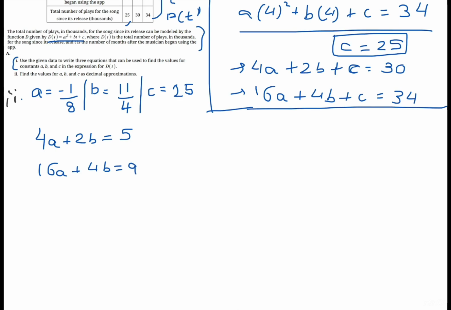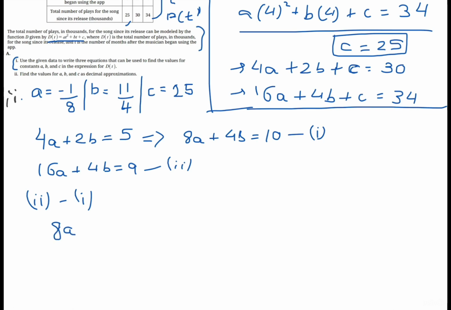Now I'll multiply this equation by 2 on both sides, so I'll have 8a plus 4b is equal to 10. Now if I call this equation 1 and this equation 2, and I operate equation 2 minus equation 1, this will essentially cut off the 4b term. So I'll have 8a is equal to negative 1, which gives me a is equal to negative 1 over 8. There you go.